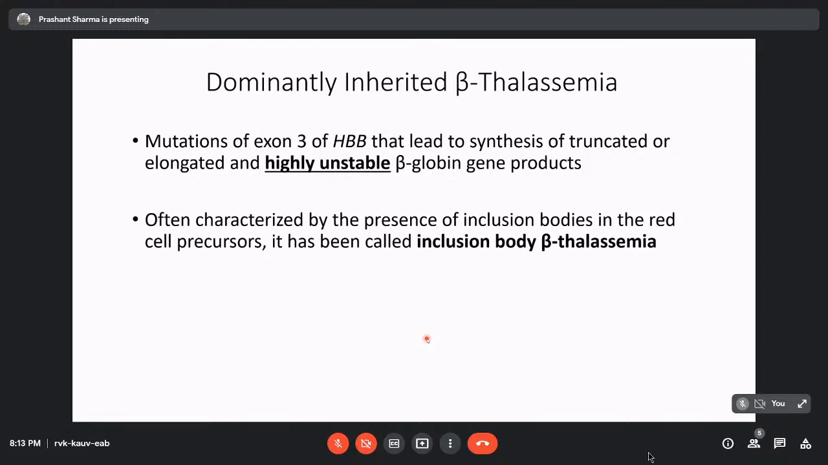And then there is a special group which are not inherited autosomal recessively, unlike the overwhelming majority of thalassemias, but are dominantly inherited. What happens here is that the mutation happens really far down the gene in exon 3, and this leads to the synthesis of truncated or elongated but highly unstable beta globin gene products. These gene products are going to be precipitating within the RBCs and adding to the precipitated alpha chains, which of course still have nobody to combine with, and they will then be symptomatic even in the heterozygous state. That's why they are dominantly inherited, and you can actually see the inclusion bodies.